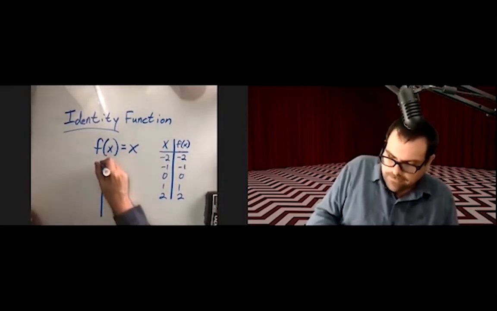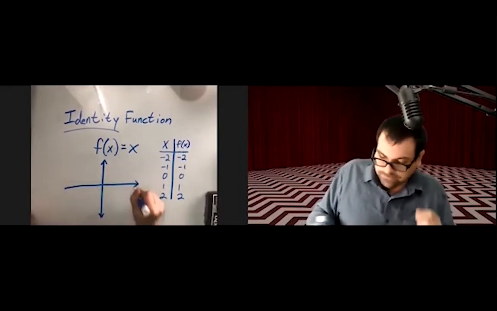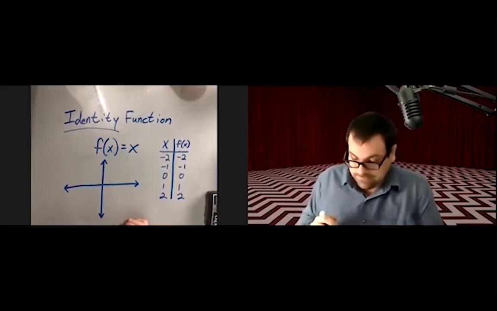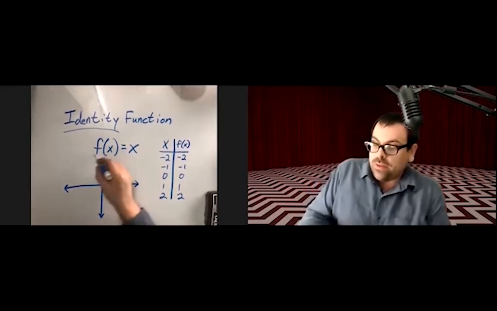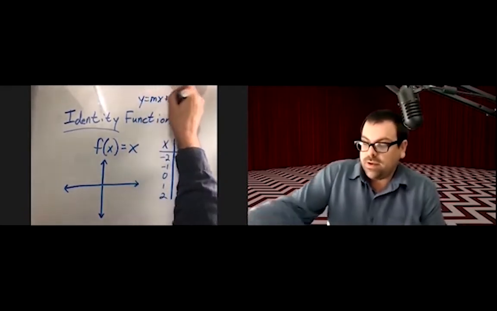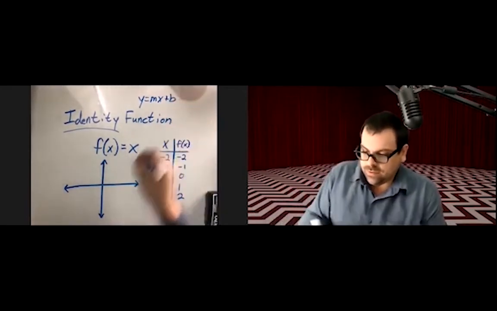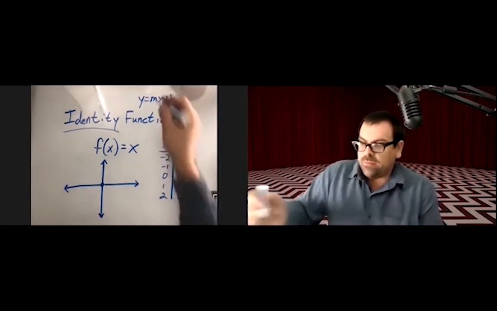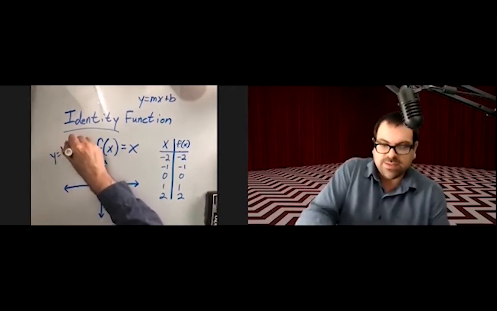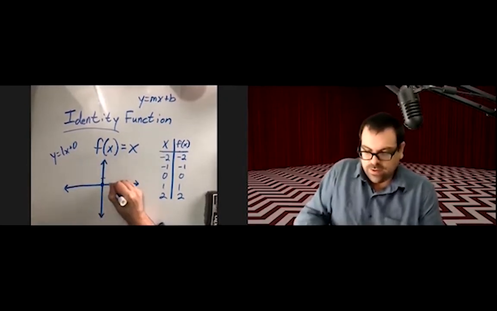The important thing for today about the identity function is going to be the graph of it. This is like y equals mx plus b if b was 0 and m was 1. y equals 1x plus 0, y-intercept of 0, and a slope of 1.